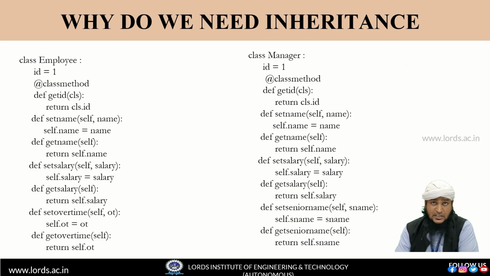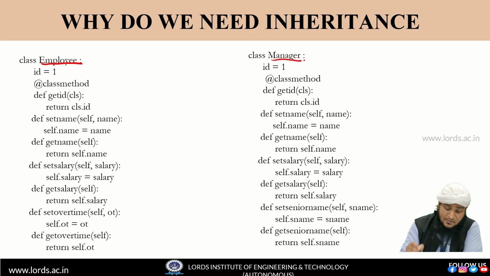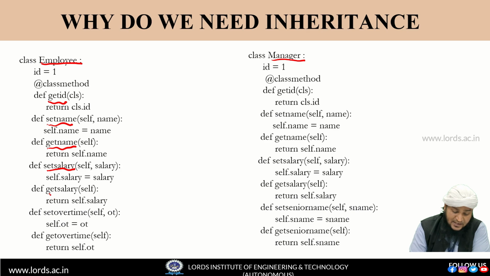Here, if you see, there are two different classes. One is the employee class, and another is manager. Manager also comes under employee, but in the employee class we have an ID number and different methods. Like here, get id is a method, set name is a method, get name is a method. We have set salary, get salary, set overtime, and many other methods.